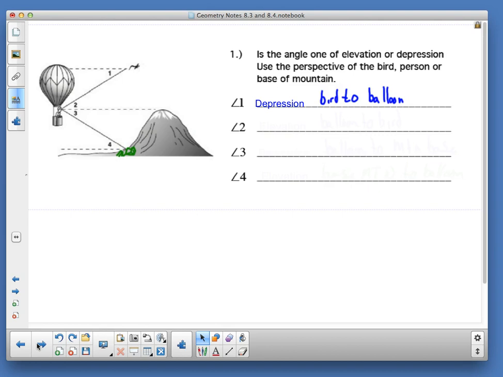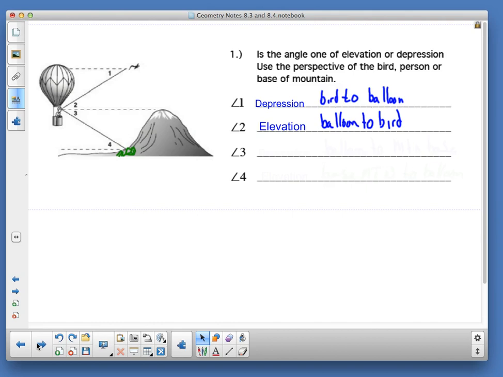So my next thing is the person in the balloon has two angles, really. Going straight out is horizontal, right? And we have an angle of elevation in angle 2 because the person in the balloon's looking up from the horizontal, up from their line of sight at the bird. So it's an angle of elevation, and they're looking from the balloon to bird. Okay, does that make sense how I'm setting these up?